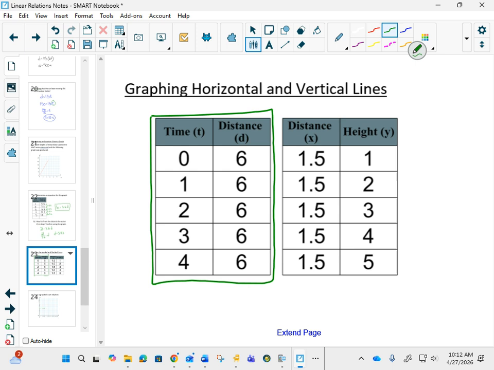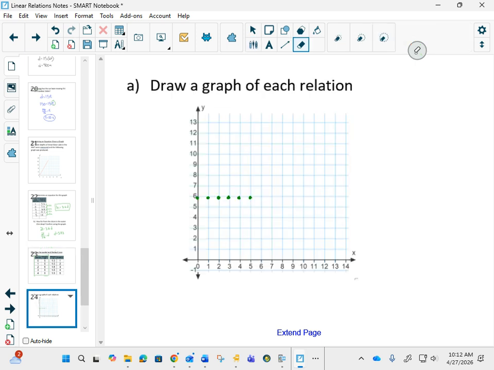Did I go up to 6? Wait, Mr. Shirk, why is it 6? I don't get it. Is it linear? I'm just drawing it. Does this make a straight line?